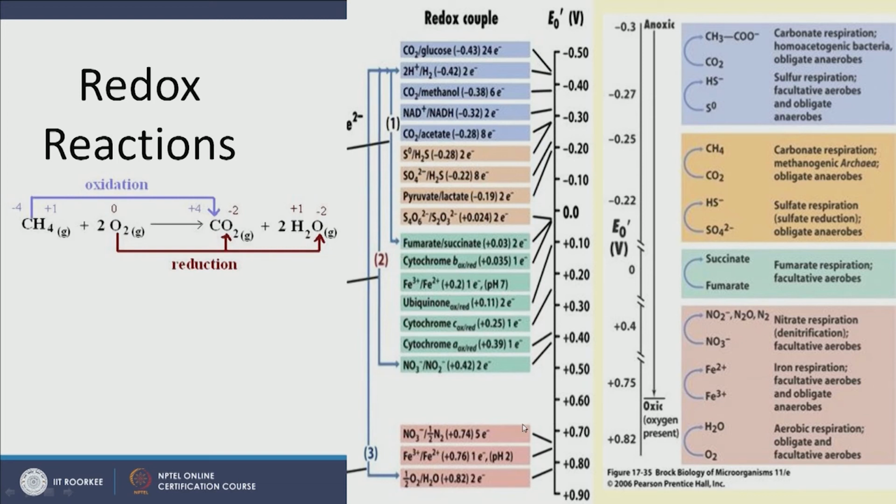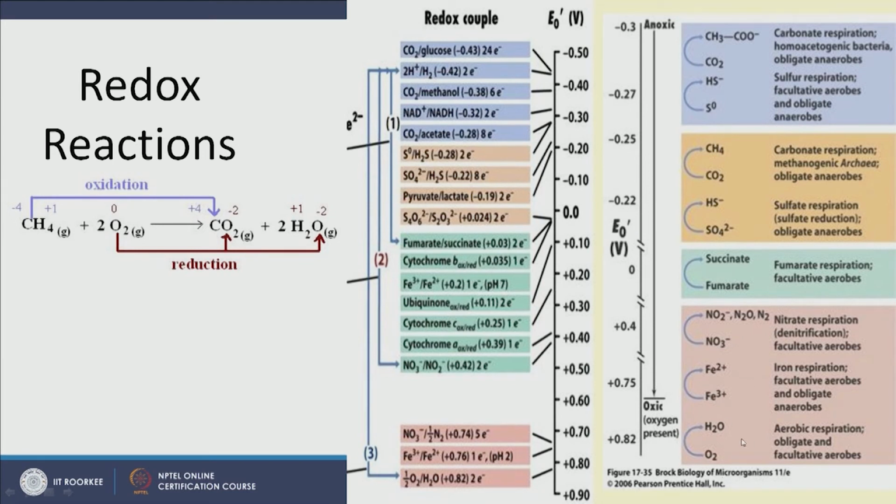Now notice here at pH 2, iron 3 to iron 2 has a very different energetic balance than at pH 7, and so on and so forth. So this is a very beautiful diagram, and we will revisit it when we talk about microbial energetics later.